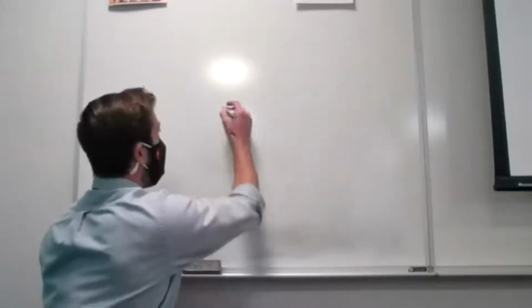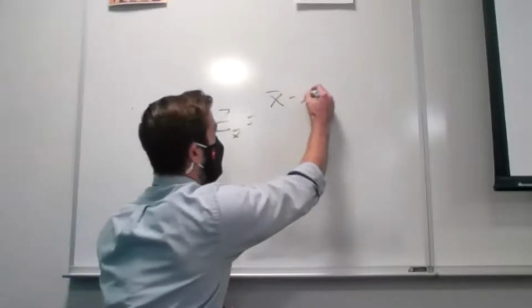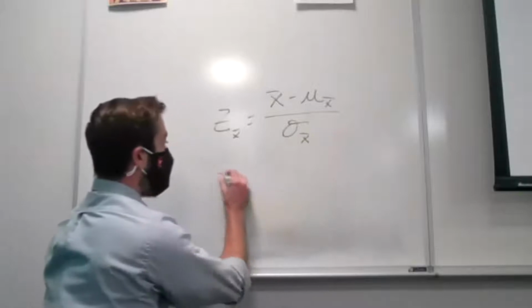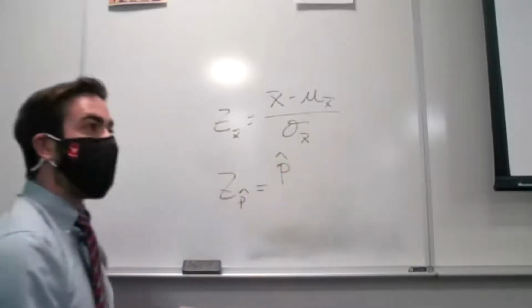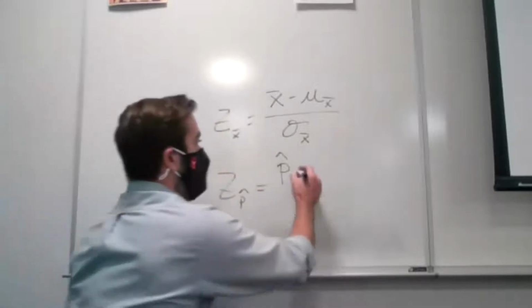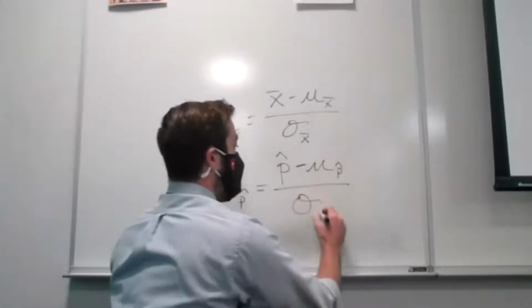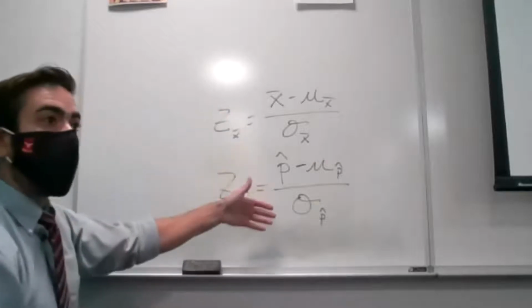So if we have the z-score for our sample means look like this, all we're saying is for the sample proportion, well, now we're looking at cutoff values not for the sample mean, but for the sample proportion. And we're going to subtract the mean of my sample proportions and divide by the standard deviation of my sample proportions. It's the same exact thing we were doing before.